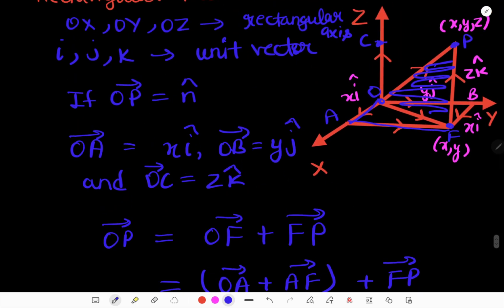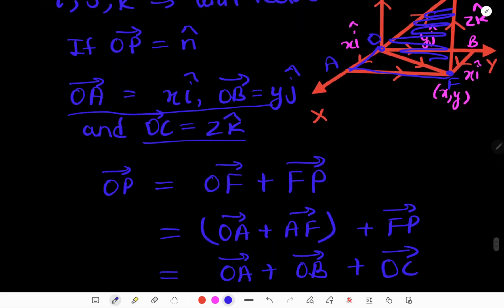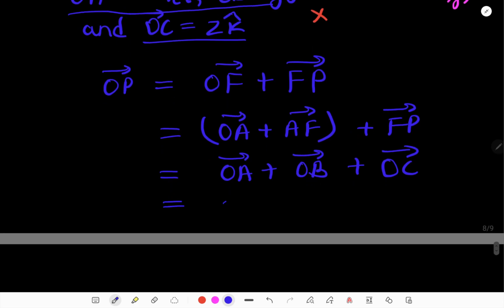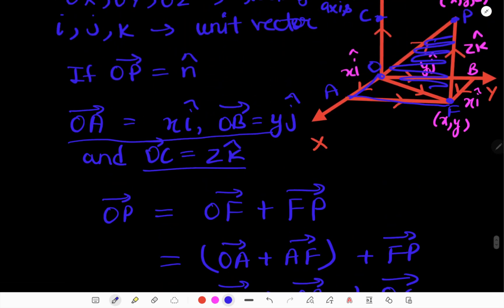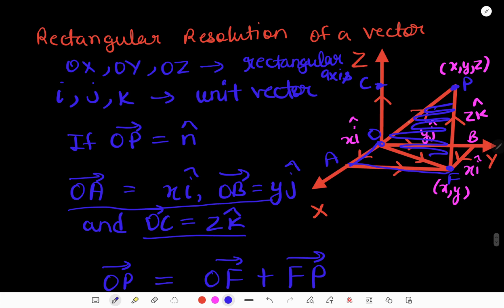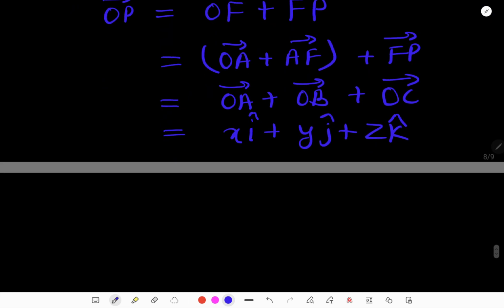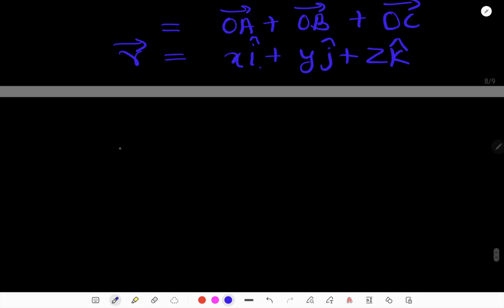and these are the given values. So we put here xi cap plus yj cap plus zk cap. Here you can see that the distance from point O to point P is, let's say, r. So we can write vector r is equal to xi cap plus yj cap plus zk cap.